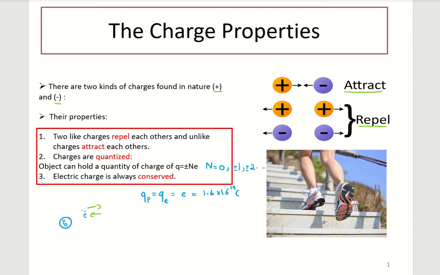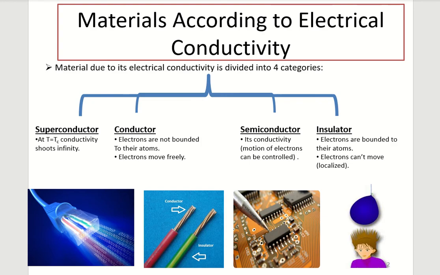Now let's go toward the materials according to their electrical conductivity. You have to know that materials are divided into 4 categories. The first category is called the insulator.